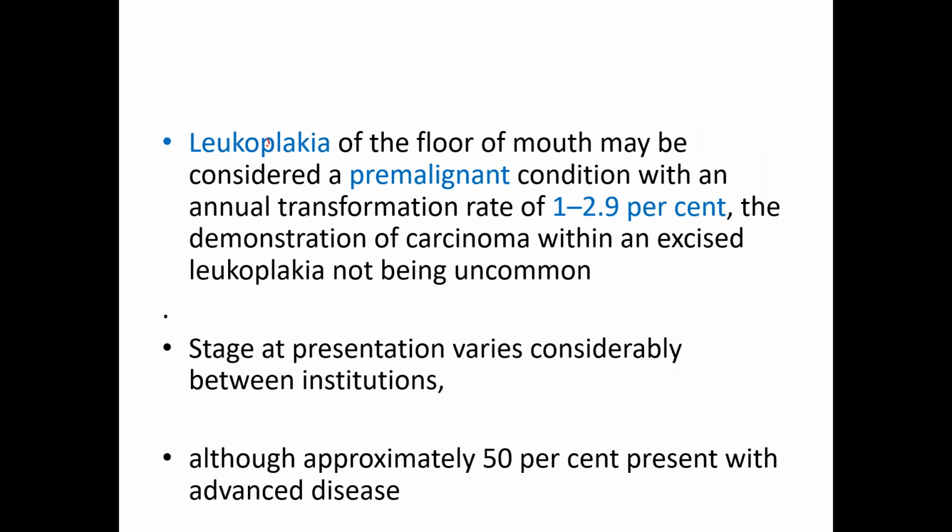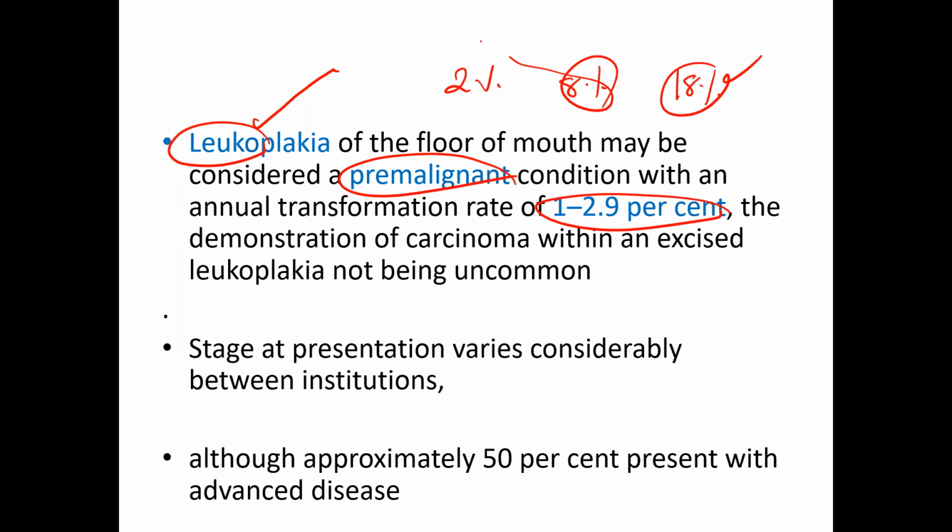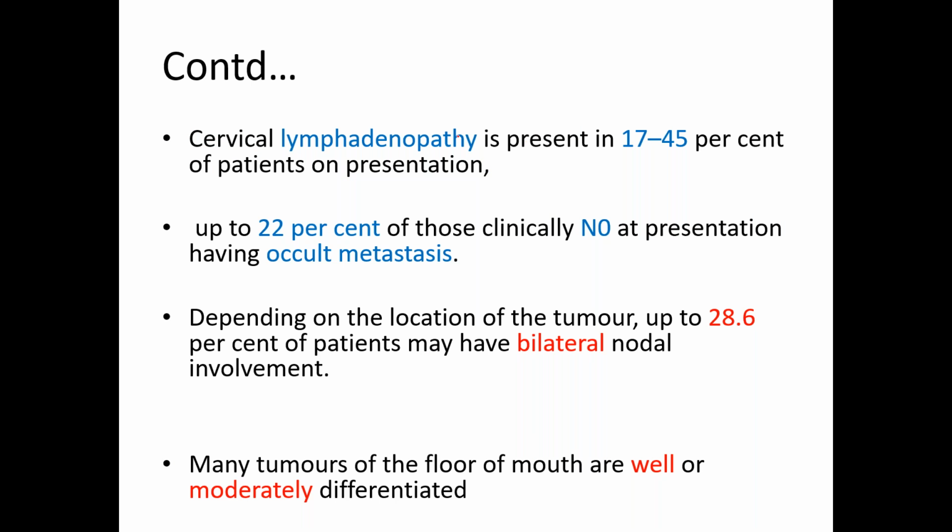For every tumor, leukoplakia is a premalignant condition, very important. I told you leukoplakia is nearly 2%, erythroplakia is 8%, and leukoerythroplakia, where both are present, is 18%. There are chances of premalignancy. The site is different at different places. Most of the time they present with advanced disease. Half of the tumors present with advanced disease.